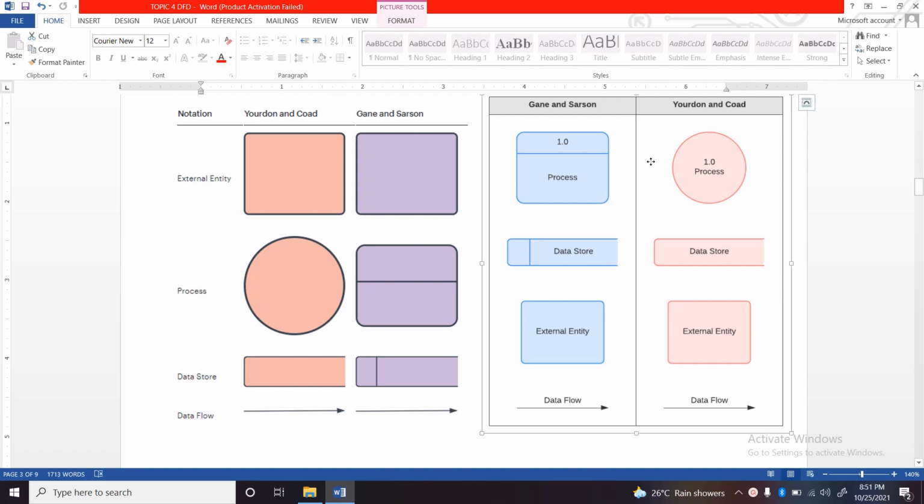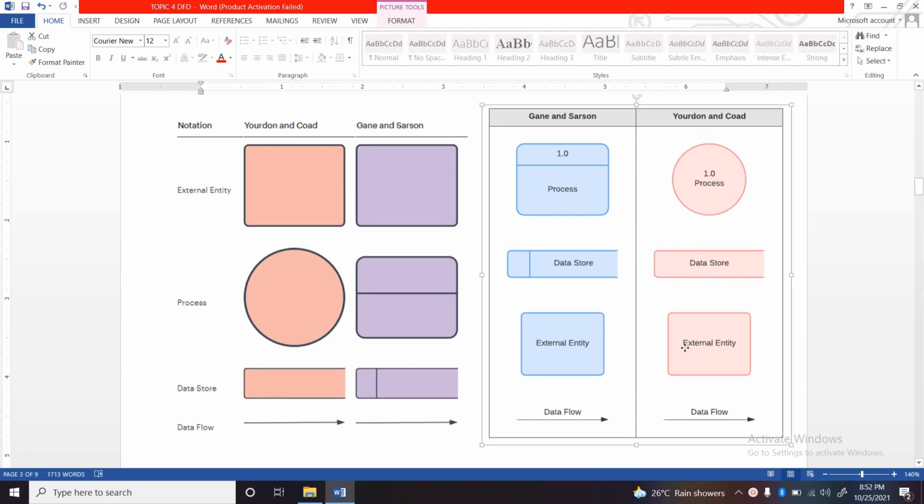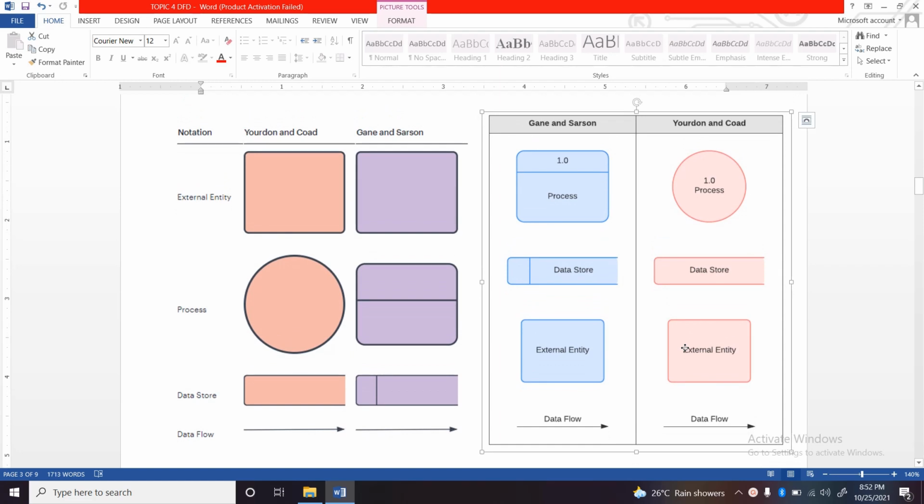And then if you are going to include a label on the different symbols, it should be like this. So basically, at the top of the Gane and Sarson, you should include a number, like 1.0. And then if you are going to include another process, you should also put 2.0, something like that. And as you can see, you can also do that on the Yourdon and Coad, same as the different symbols. So here are the different symbols used for the two notations, the Gane and Sarson and the Yourdon and Coad.